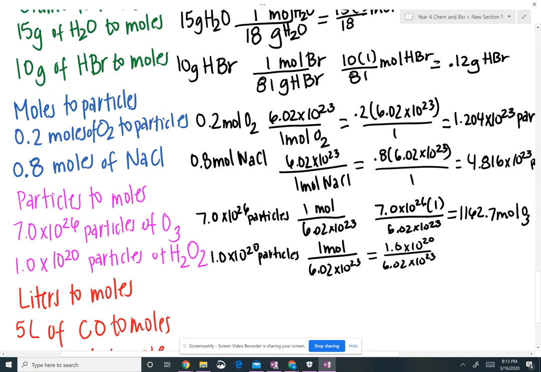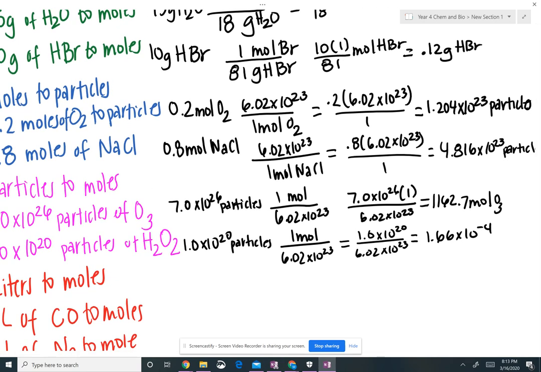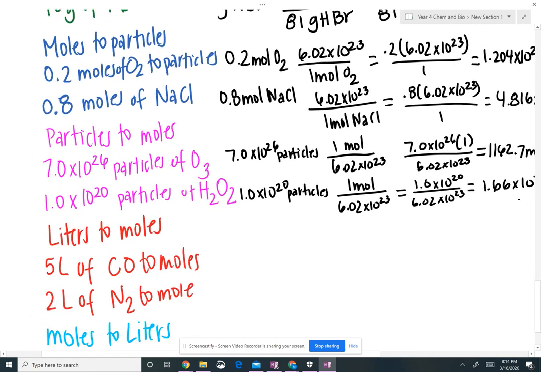So then I'm going to go 1.0 times 10 to the 23rd. Oh, 20th, my bad. 20th. I knew that answer looked funky. And then you should get 1.66 times 10 to the negative 4th moles of H2O2. So that is how you guys would solve those problems.